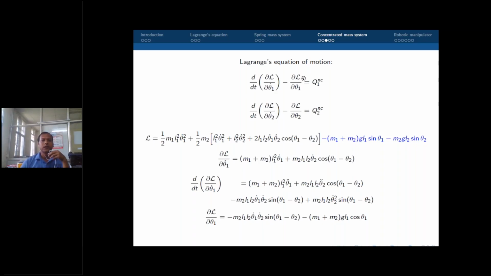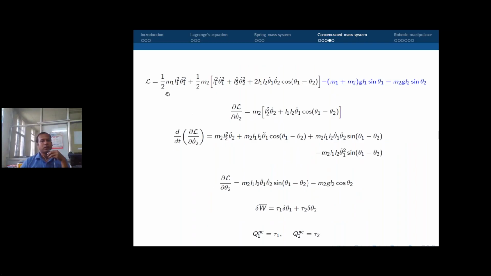Next term is del L del theta 1. So we calculate this derivative, that means derivative of the Lagrangian with respect to generalized coordinate theta 1. So once we have calculated this, the two terms of the first equation are calculated. Now we have to calculate the generalized force Q1, and for the second equation all the quantities we have calculated. That we will do in the next slide.